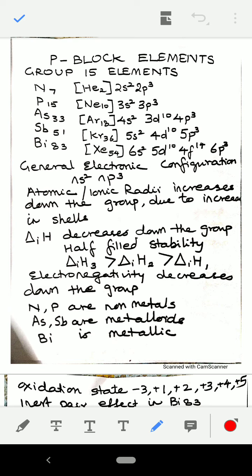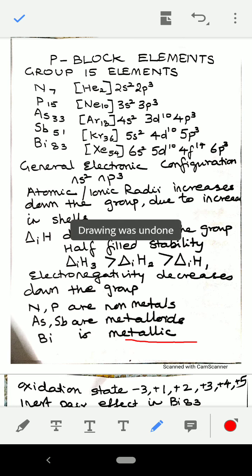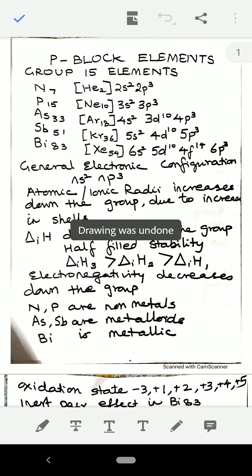The electronegativity decreases down the group, nitrogen being the most electronegative element in its group. Nitrogen and phosphorus are nonmetals, arsenic and antimony are metalloids, and bismuth is metallic in nature. We go to the second slide.